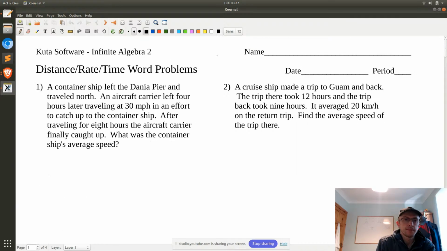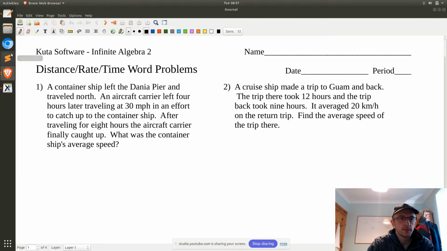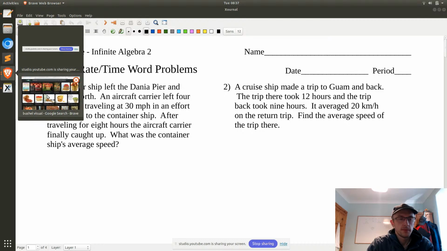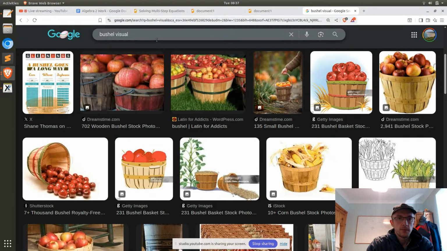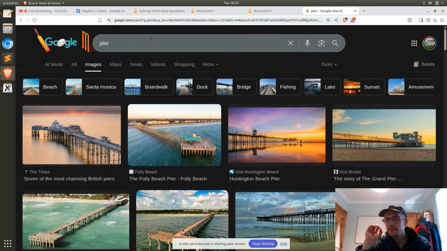Okay, so a container ship left the Dania Pier. Am I even saying the word pier right? Let's check. Yeah, okay. So, what's it called? Oh, a homophone. That's what it is.